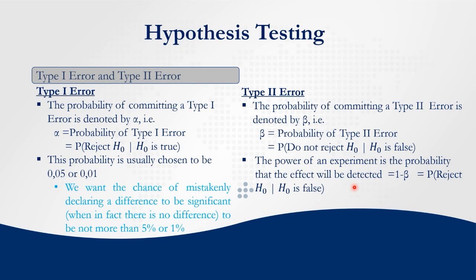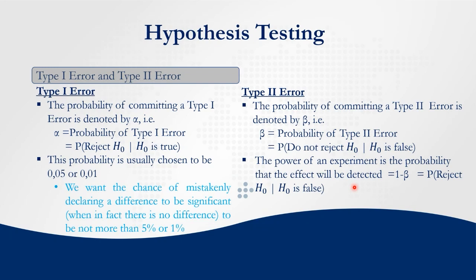You don't really want to implement a treatment that is not effective, that is going to cost you money. So in certain settings, you would want to make your type 1 error much smaller, like 1%. It is the chance of mistakenly declaring a difference, because when we reject the null hypothesis, we are saying that there is a significant difference between the two treatments. So we want that chance to be not more than 5%, or 1% if we are using 1%.